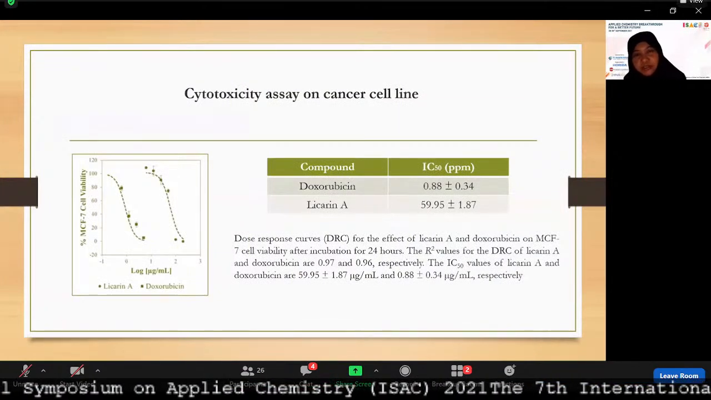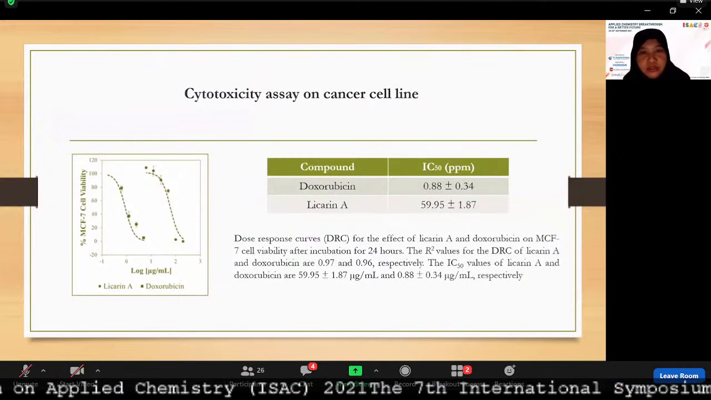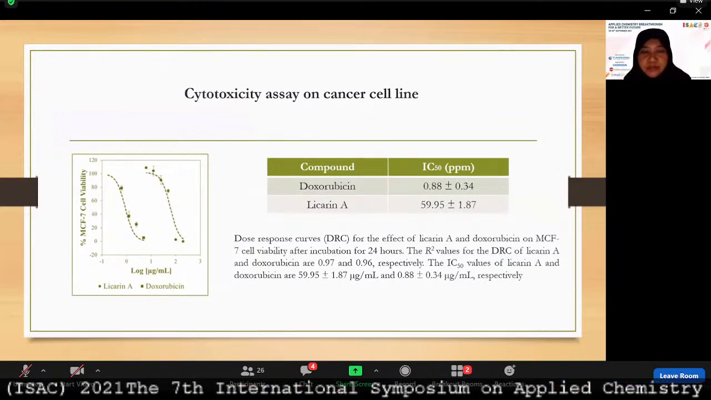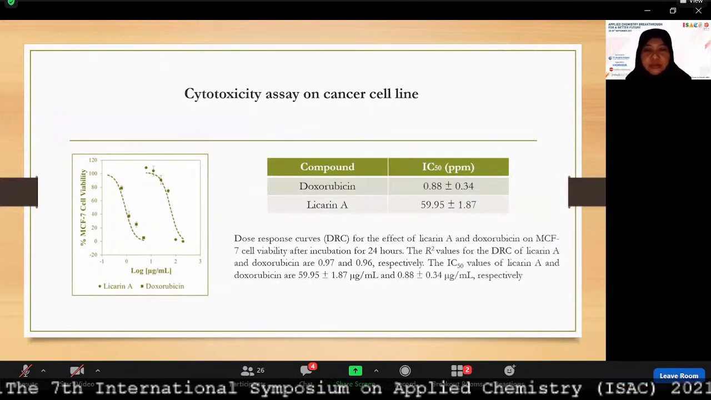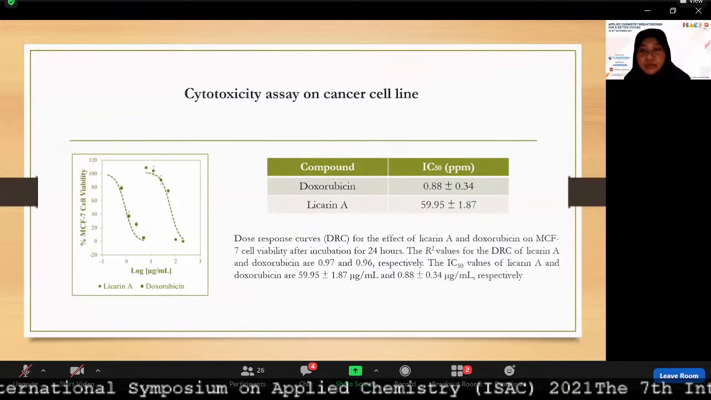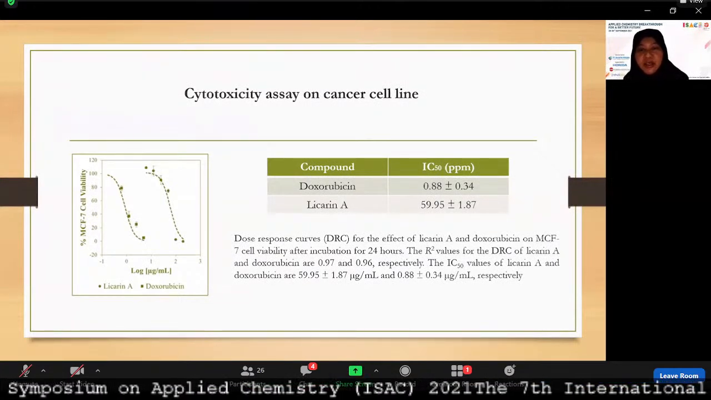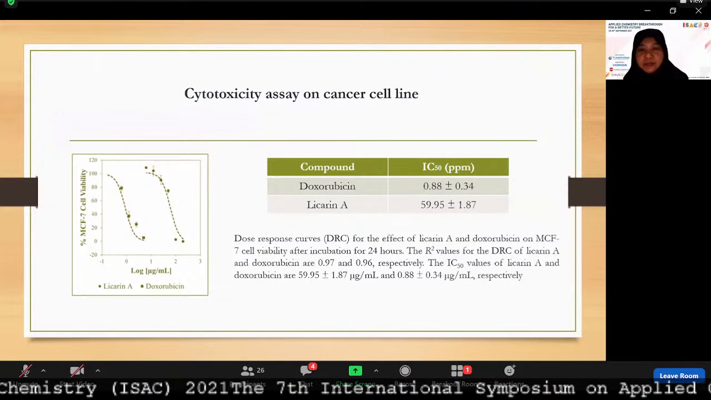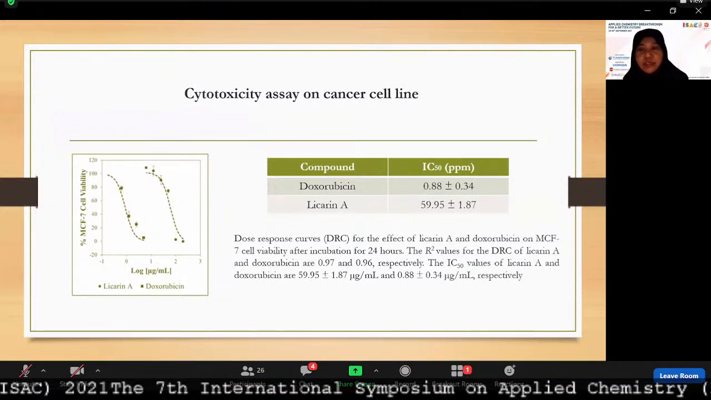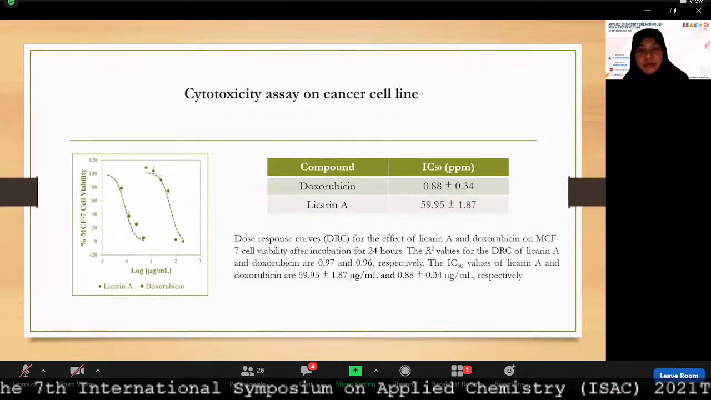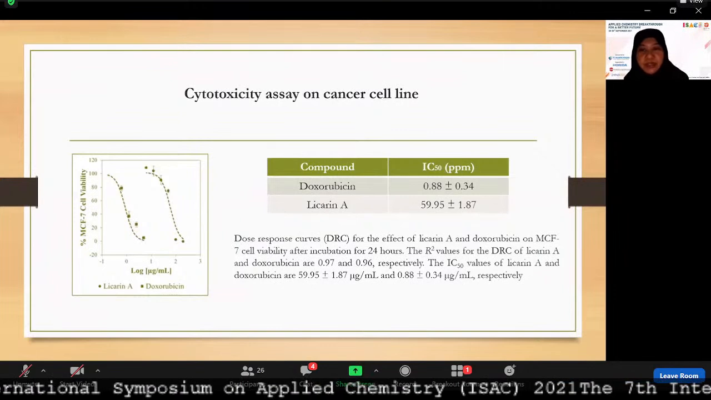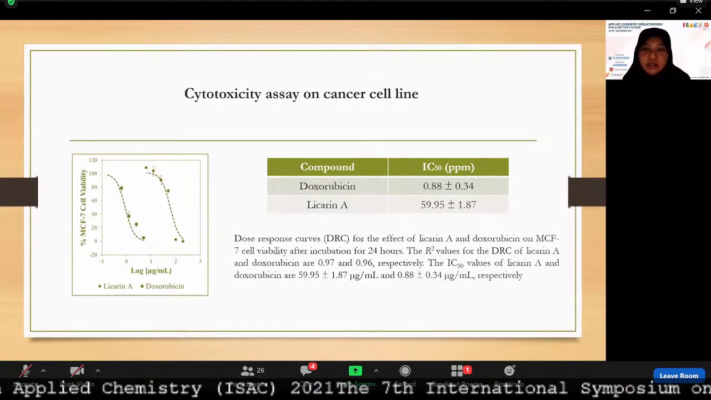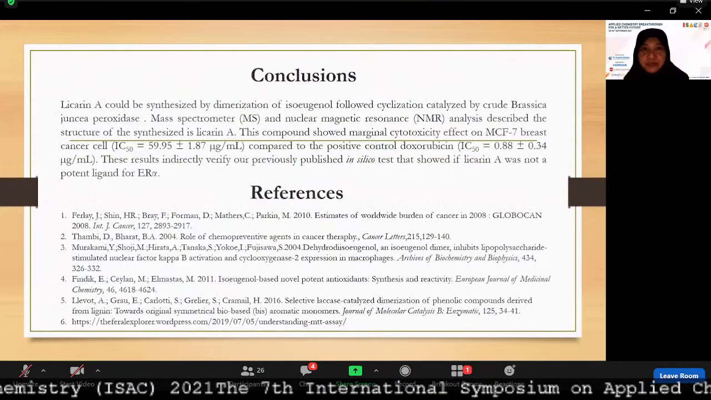For the result of the cytotoxicity assay, the dose response curve for the effect of Licarin A and doxorubicin on MCF7 cell viability after incubation for 24 hours. The R-squared values for the curves of Licarin A and doxorubicin are 0.97 and 0.96, respectively. The IC50 values of Licarin A and doxorubicin are 49.95 microgram per milliliter and 0.88 microgram per milliliter, respectively.